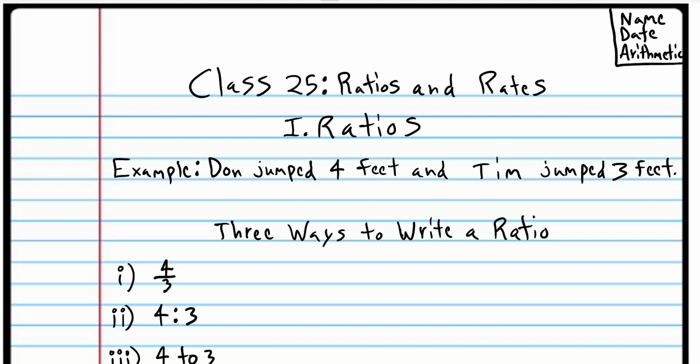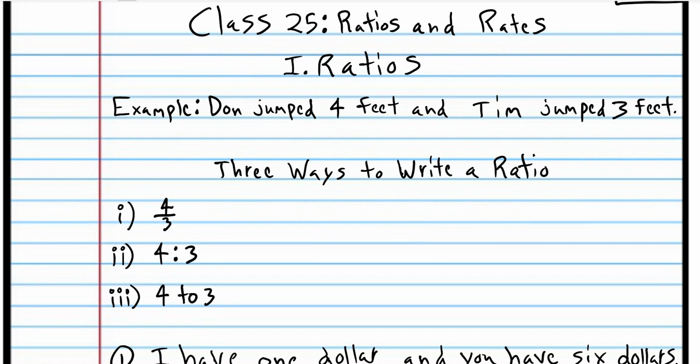We're going to start by learning ratios. A ratio is a relation between two numbers. To demonstrate, let's look at this example. Don jumped 4 feet and Tim jumped 3 feet. So let's say that that's one jump each.